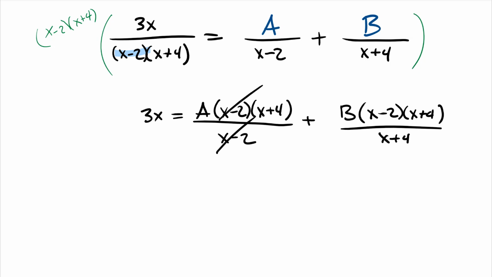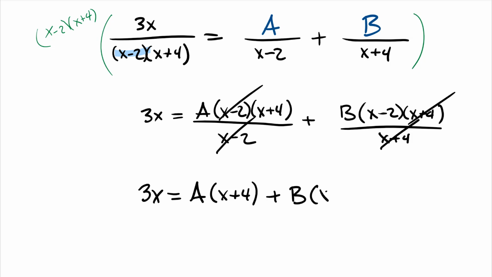So the x minus 2's cancel out, the x plus 4's cancel out, and we are left with 3x is equal to A times x plus 4 plus B times x minus 2. Let's go! We've got to solve for A and B.